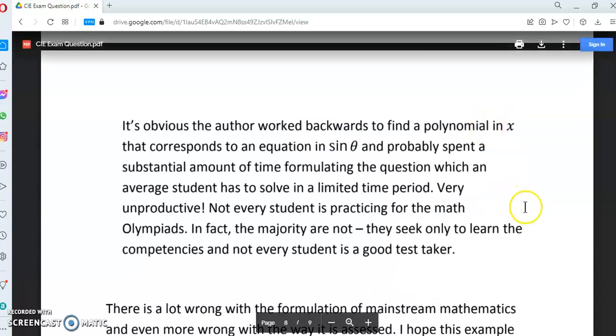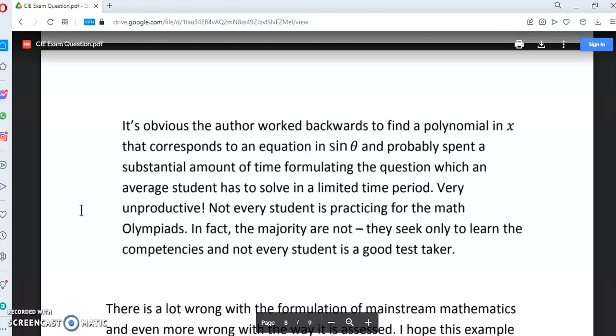So it's obvious, though, that the author worked backwards to find a polynomial in x that corresponds to an equation in sin x, and probably spent a substantial amount of time formulating the question, which a poor average student has to solve in a limited time period. What does that prove? Absolutely nothing. It proves that most of your math educators are absolute morons who are on an ego trip, who have never really understood mathematics, who want to seem intelligent, and are not really accomplishing anything, okay?